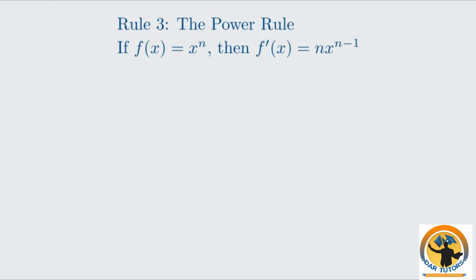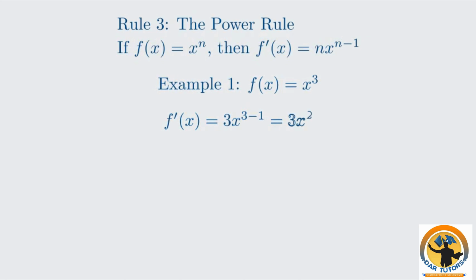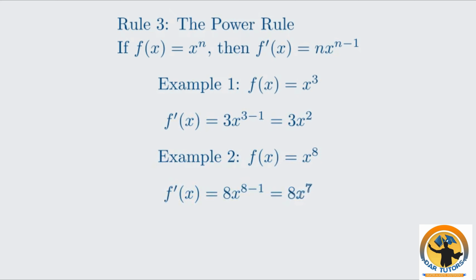Let's see this in action with a few examples. If f of x equals x cubed, then n is 3. Applying the rule, we get 3 times x to the power of 3 minus 1, which simplifies to 3x squared. If f of x equals x to the power of 8, then n is 8. The derivative is 8 times x to the power of 8 minus 1, which is 8x to the 7th.